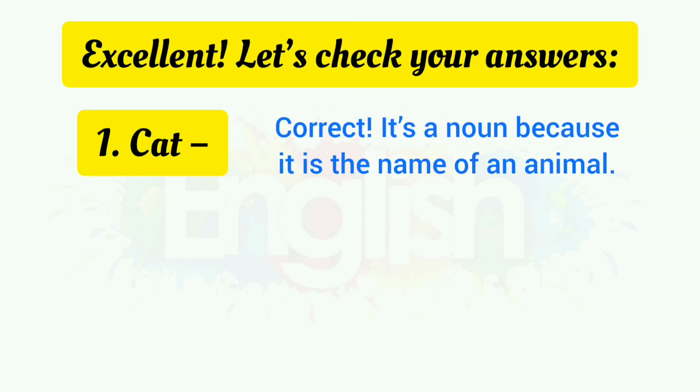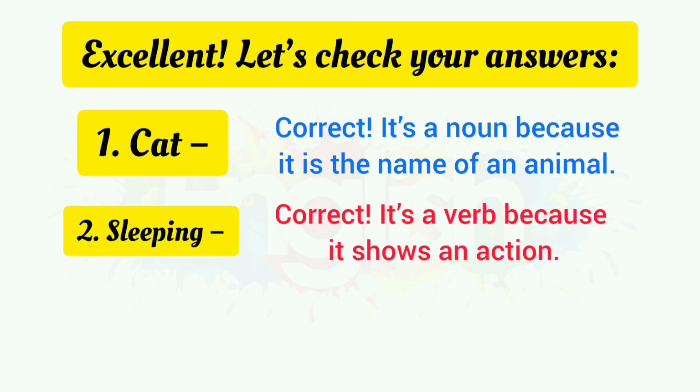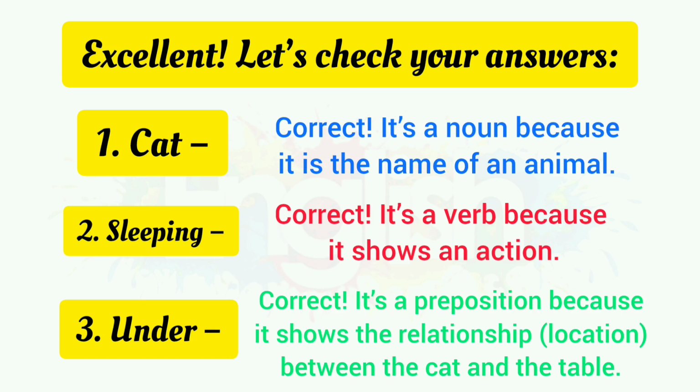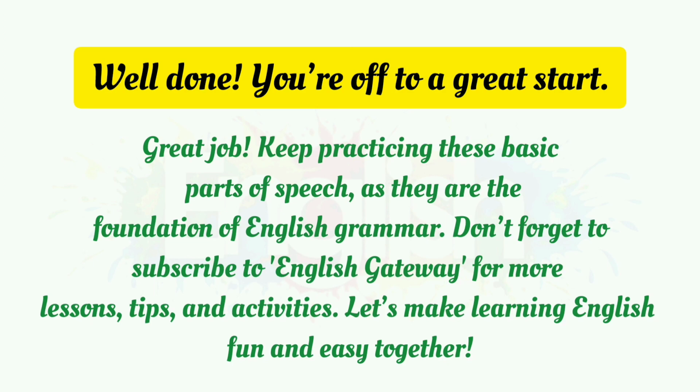Excellent. Let's check your answers. 1. Cat. Correct. It's a noun because it is the name of an animal. 2. Sleeping. Correct. It's a verb because it shows an action. 3. Under. Correct. It's a preposition because it shows the relationship, location, between the cat and the table. Well done. You're off to a great start.